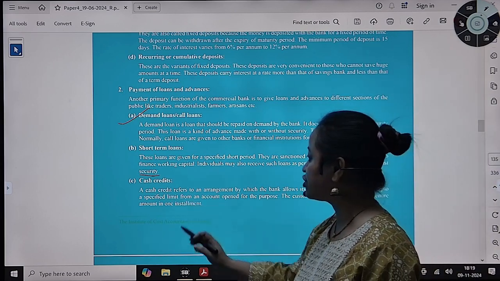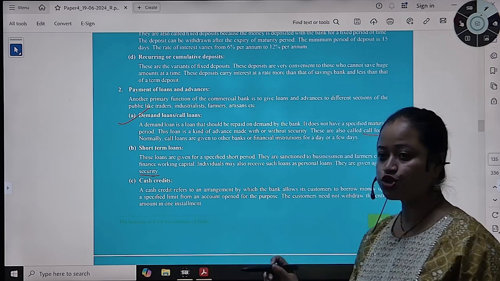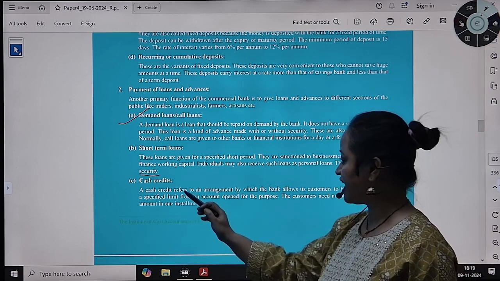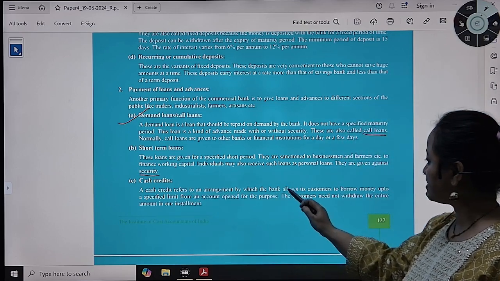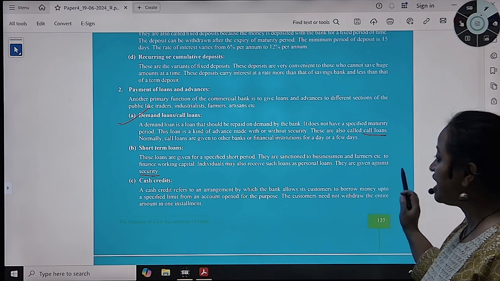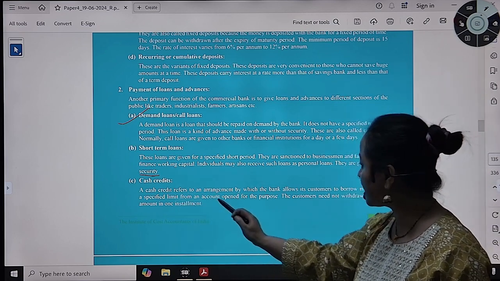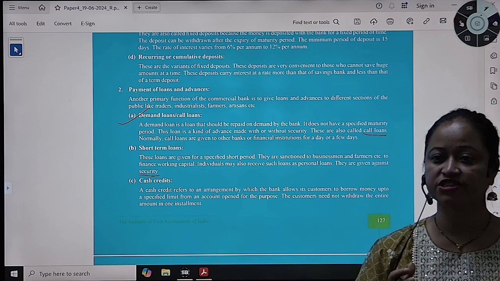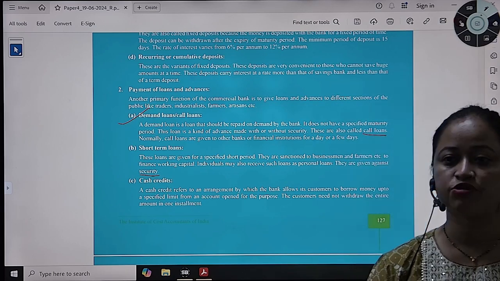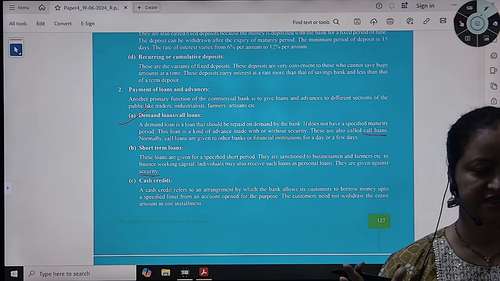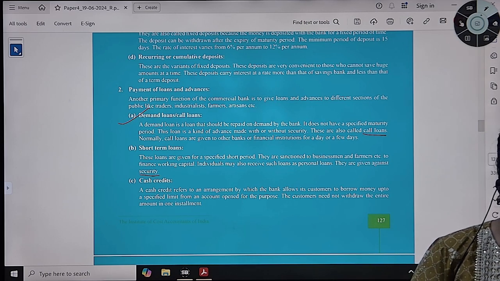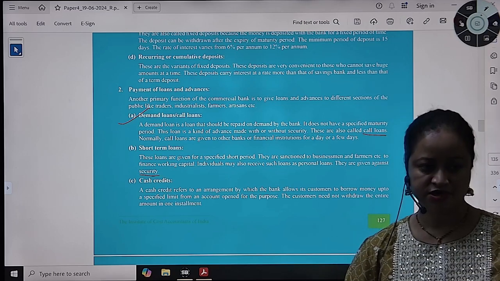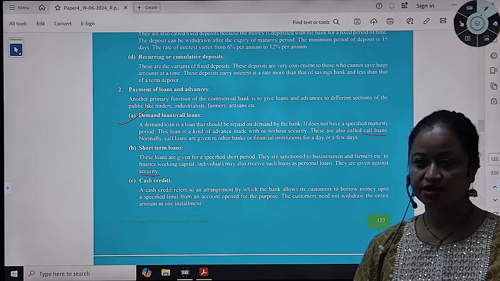Now next one is your cash credit. So cash credit is also a type of loan, or advance, that is provided to the businessman. It refers to an arrangement by which the bank allows its customer to borrow money up to a specified limit from an account opened for the purpose. Okay? So the person is asking for some amount of money and a bank account is opened, and that money is deposited into the account, and the bank will sanction a specified amount that this much you can now borrow. So on that borrowed amount, the rate of interest is charged by the bank.